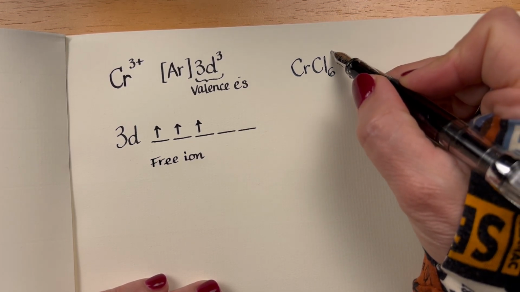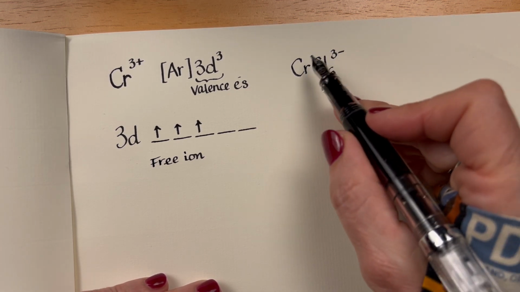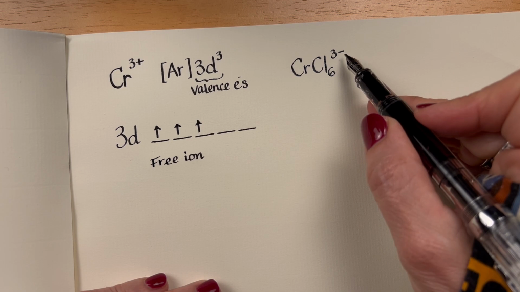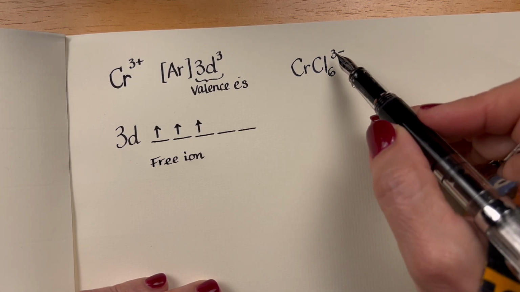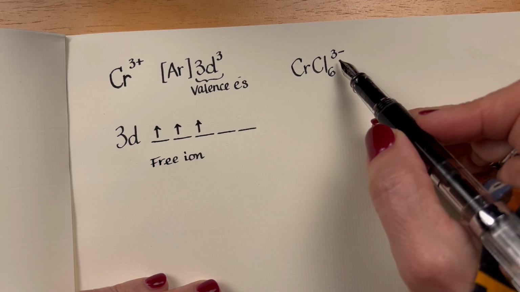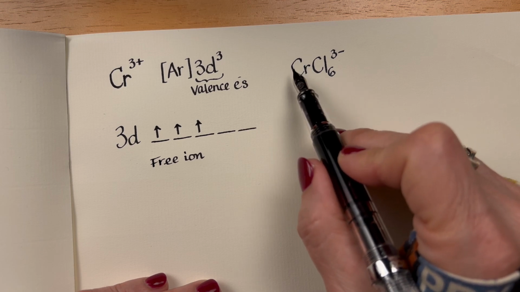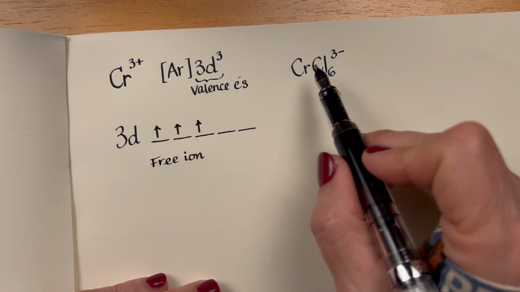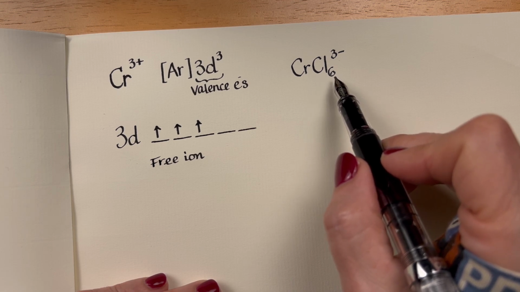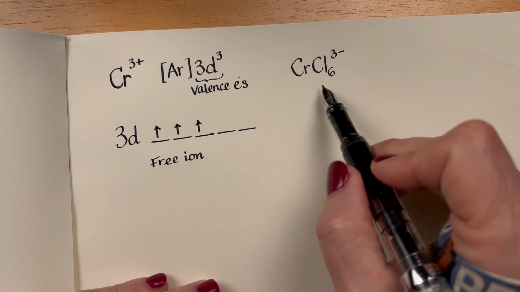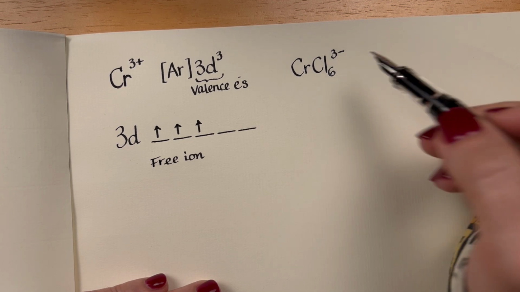So now, overall, this whole complex is -3. Okay, do you know why that is? Why would this whole thing be -3? Well, if the chromium is +3, and each of these chlorides is -1, and there's 6 of them, that means overall, this charge would be -3 for this complex.